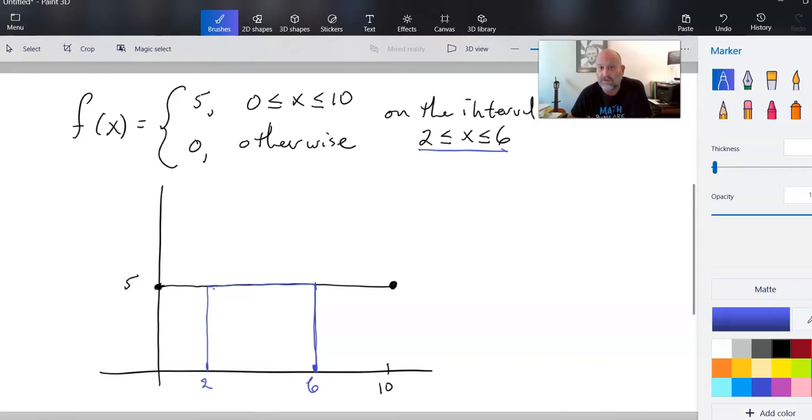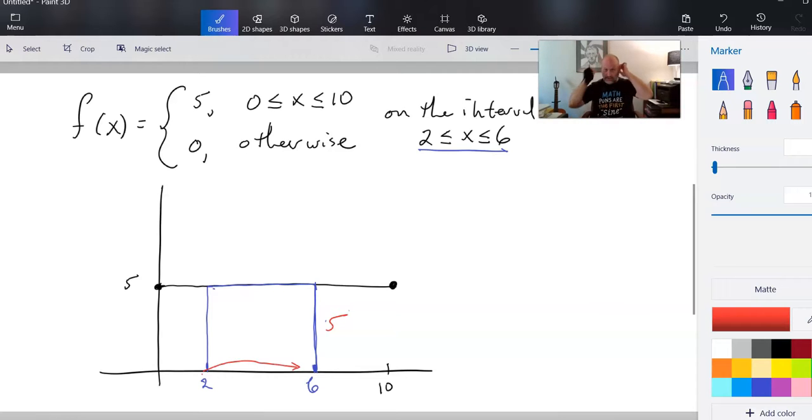Well, the height is really straightforward. The height is the function value. So this side length is 5. Okay, so now we have the height. What we need to find here is the base. And so we have to figure out how far it is from 2 up to 6.